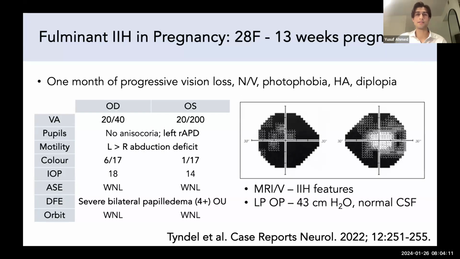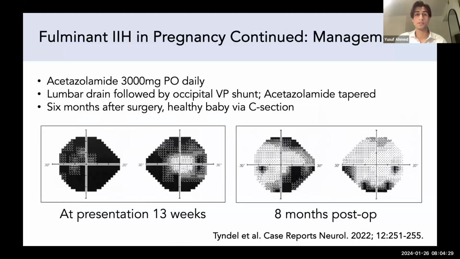So now let's loop back to Dr. Tyndall's case and that permutation off of ours about the fulminant IH in pregnancy with the reduced visual function. We knew that weight observation alone probably wasn't going to cut it, but what are we allowed to do in pregnancy and what can and should be done? And we know that from Dr. Tyndall's case, this patient was managed with acetazolamide 3,000 milligrams daily, and then they received a lumbar drain. And the lumbar drain allowed them a temporizing measure before they were able to get an occipital VP shunt. So it bought them a bit of time before definitive surgery could be undertaken.